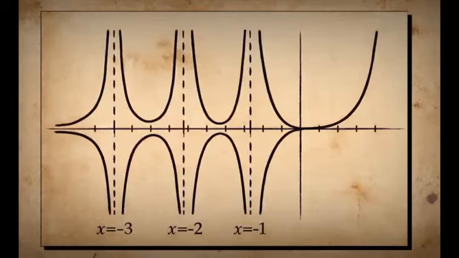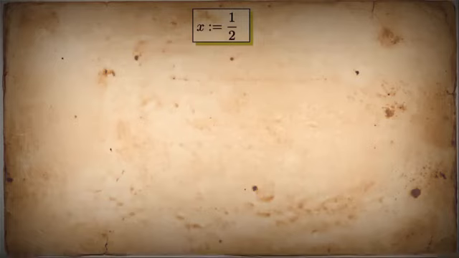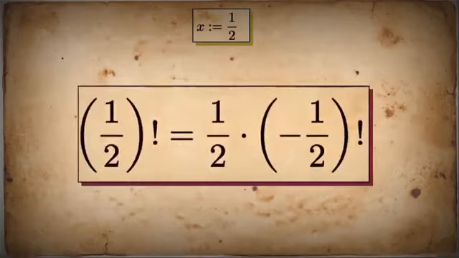Now let us try something more interesting. Substitute x equals 1/2 into the recurrence. The factorial of 1/2 equals 1/2 times the factorial of negative 1/2. This is remarkable. It tells us that once we know the factorial of negative 1/2, we can immediately find the factorial of 1/2 by multiplying by 1/2. The two values are linked. If we can determine either one, we have both. To find these values, we need a more powerful approach, a formula that can actually compute the factorial of any real number from scratch. Let us build one.